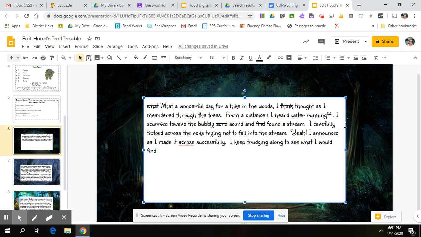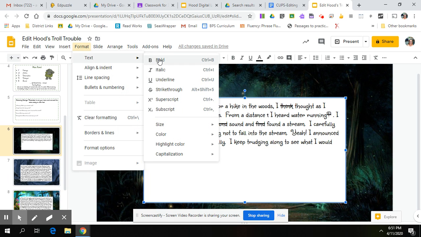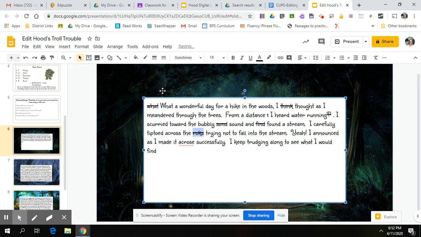And then the next part was I carefully tiptoed across the rocks, trying not to fall into the stream. I don't see capital mistakes. I don't see usage mistakes. But to me, rocks doesn't sound right. There was some kind of rule you guys learned this year. And that short O sound, I believe, needed a CK after it instead of just a K. So I carefully tiptoed across the rocks, trying not to fall into the stream.